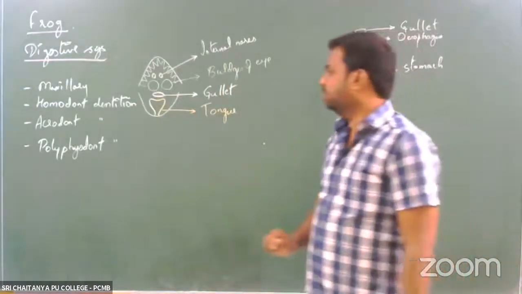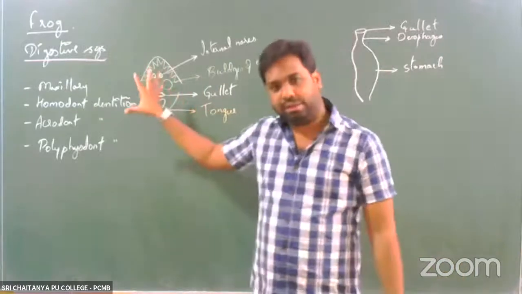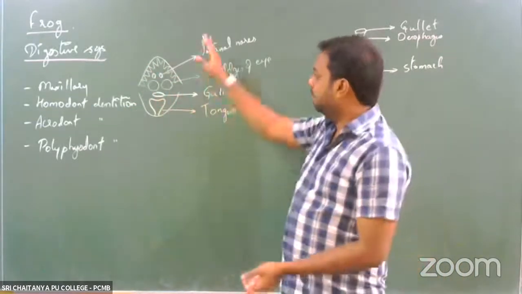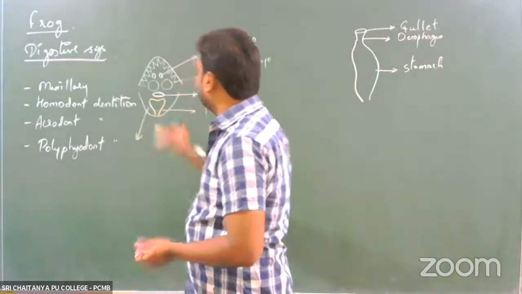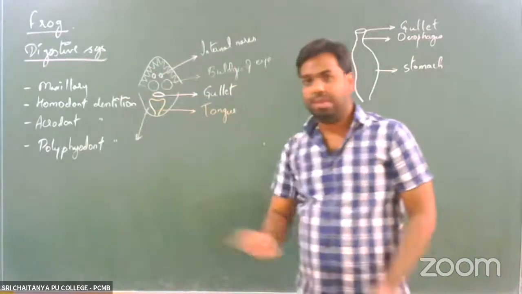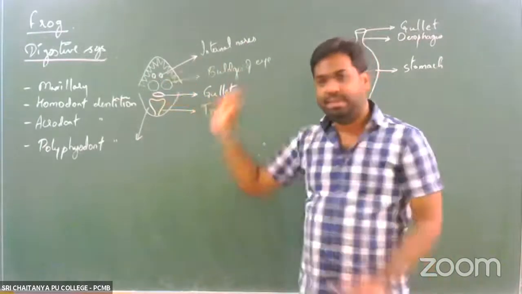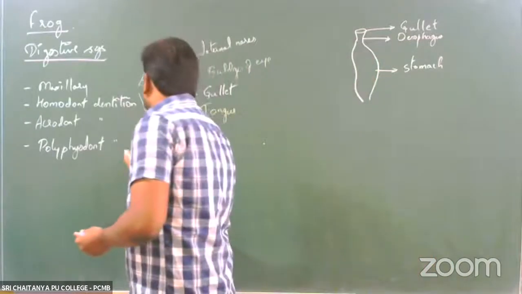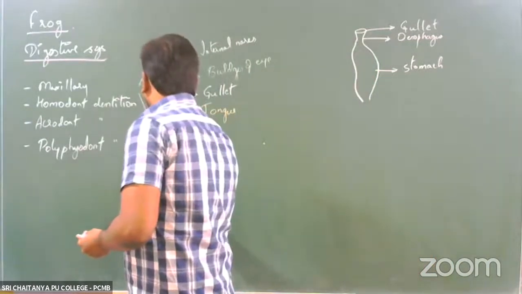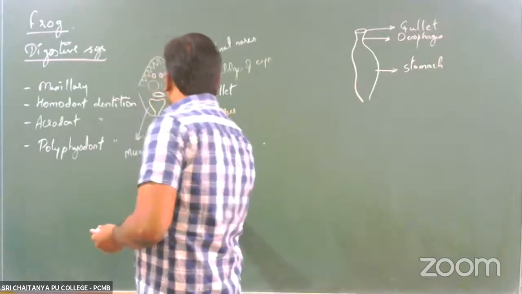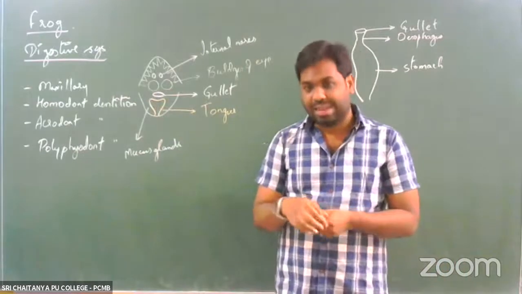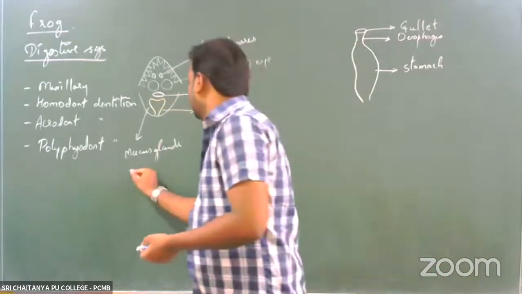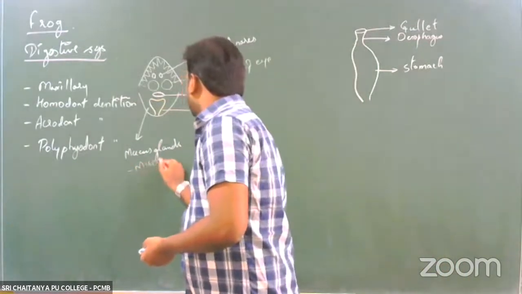One more characteristic feature I forgot to tell you, in the buccal cavity itself, you can make a note of it. This entire structure is the buccal cavity. Inside the buccal cavity, there are mucus glands, and we know the function of mucus glands. Mucus glands are responsible for secretion of mucus.